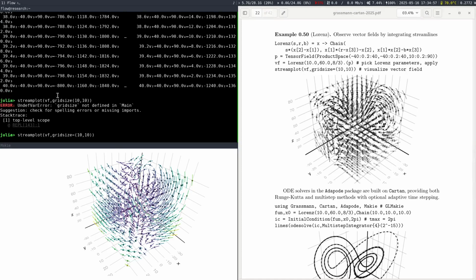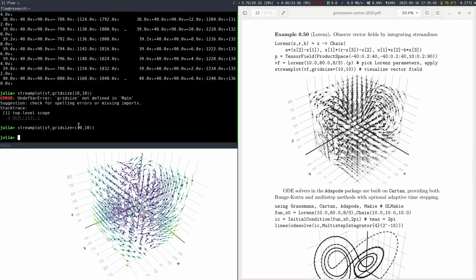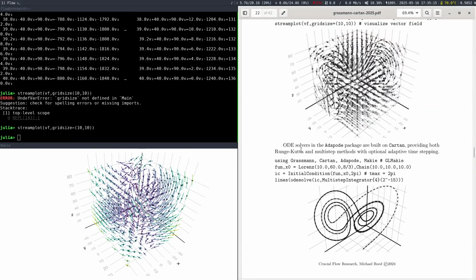But the point is that this is a numerical representation of a vector field, and any vector field that we numerically represent can be plotted here. And so one of the examples here is the ODE solver in the AdaptiveODE package. So this is built on Cartan as well. It provides both the Runge-Kutta and multi-step methods with the optional adaptive time stepping. So let's do an example of that.